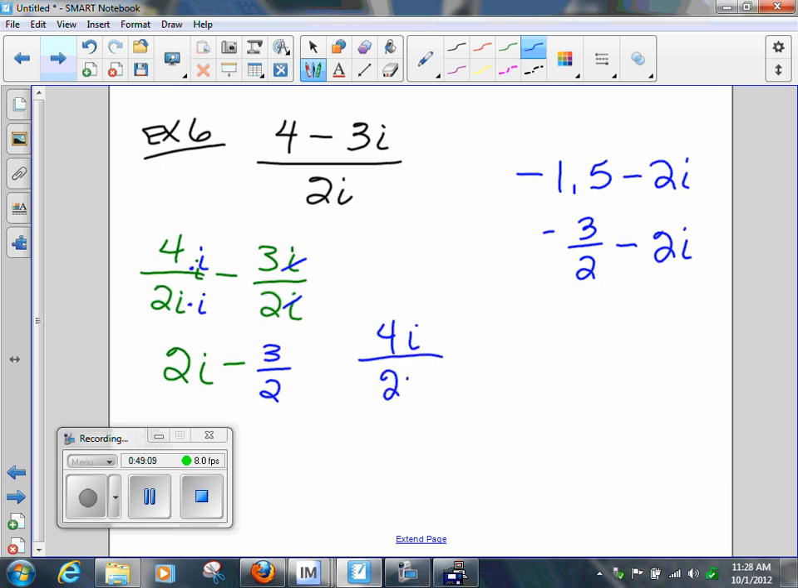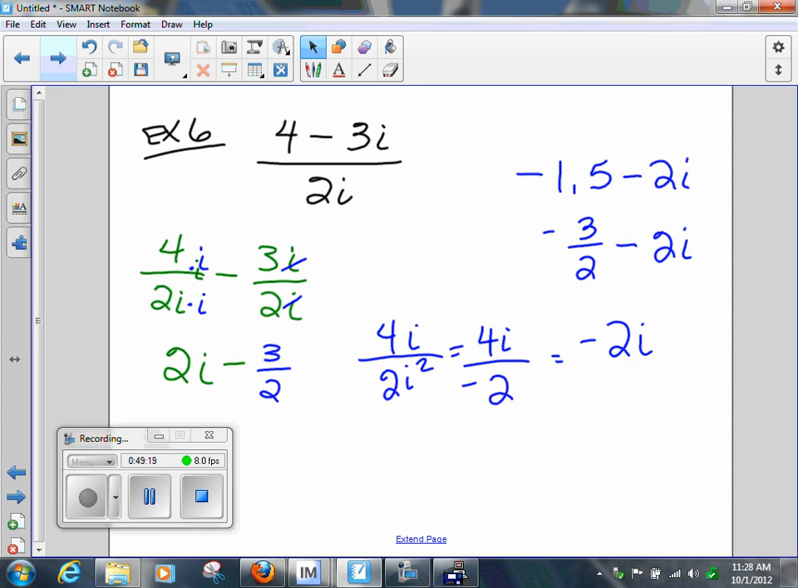4i over 2i squared, which is 4i over negative 2, which is negative 2i. Boom, that's it right there. All right, how'd I get the 2i squared? All right, here we go. Let me come back here.